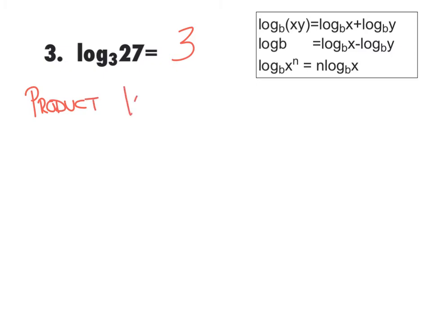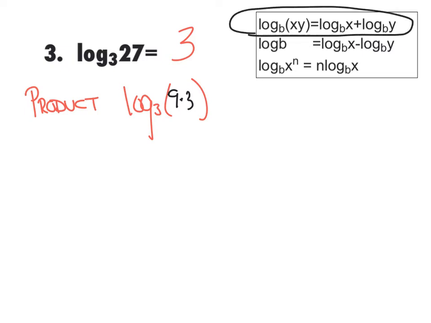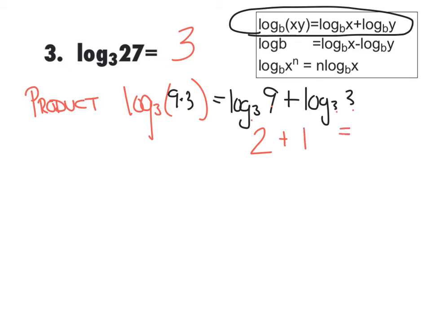I'm going to replace 27 with two numbers. What times what? Well, I'm going to go with 9 times 3. And now that I have the times in there, just apply the property. So that's equivalent to log base 3 of 9 plus log base 3 of 3. And we already know the answer is 3. Let's prove it. What power of 3 is 9? Well, that's a 2. And what power of 3 is 3? Well, 3 to the first, which gets me a total of 2 plus 1, which is 3.